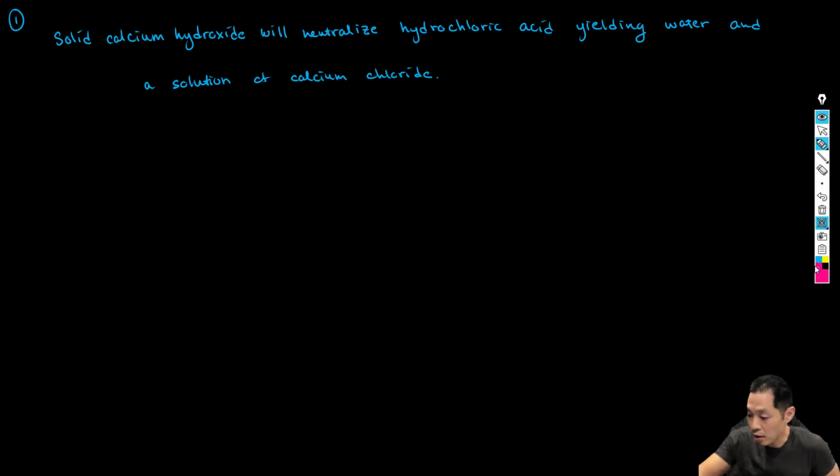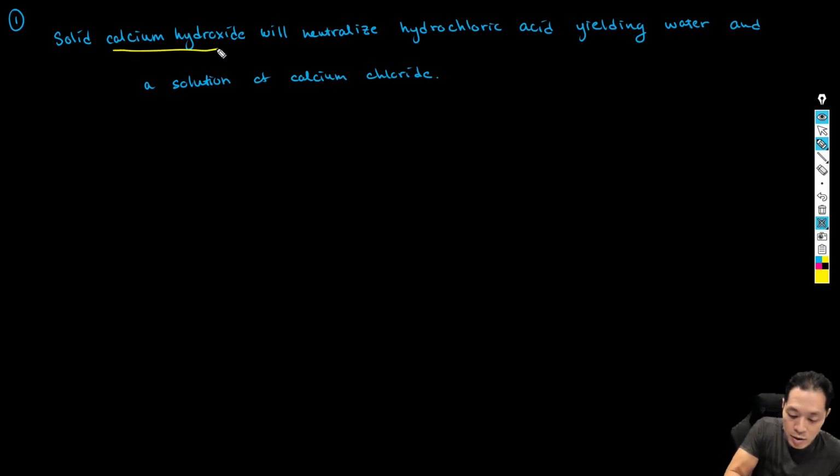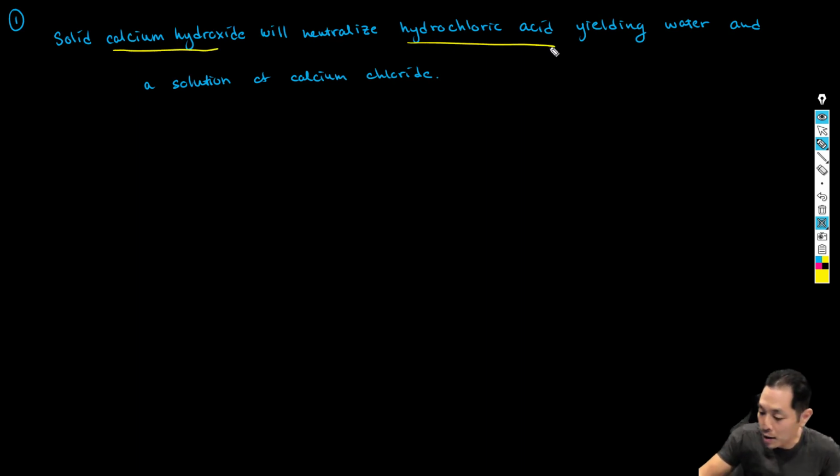Obviously, there's going to be the chemicals itself. So I'm going to underline them. So you have calcium hydroxide, you have hydrochloric acid, you have water, and then you have calcium chloride. So those are the three or four things that we're going to have.